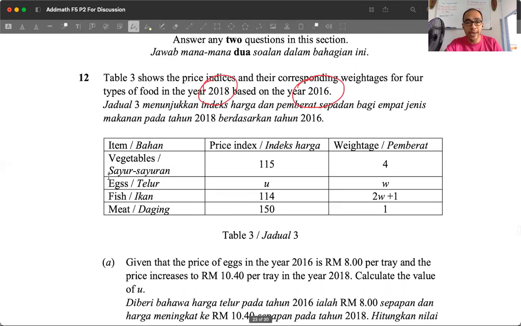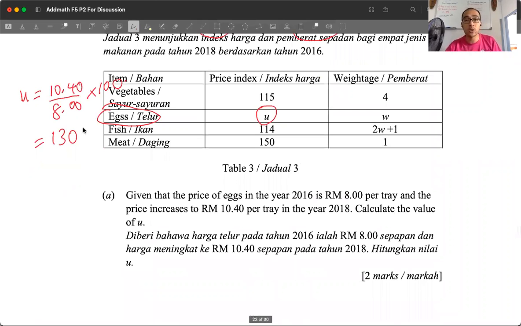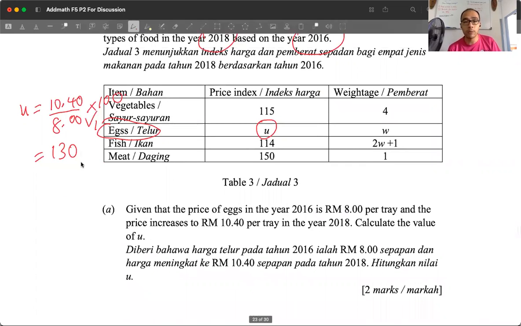So given that the price of eggs, okay, in the year 2016 is 8 ringgit per tray, and in 2018 is 10 ringgit 40, calculate the value of U. This is the most basic formula lah. So U will be equal to 10 ringgit 40 cent, because it's 2018 over 2016, 8 ringgit times 100. Okay, so you get 130. It's a very simple calculation, which is 2 easy marks. Substitute correctly, correct answer 130. Okay, no need even for decimal places.